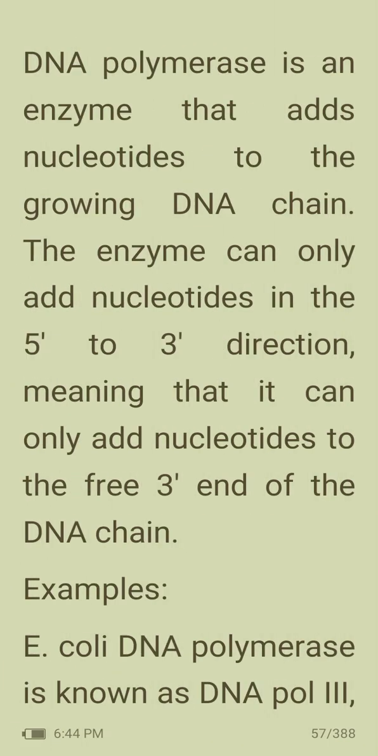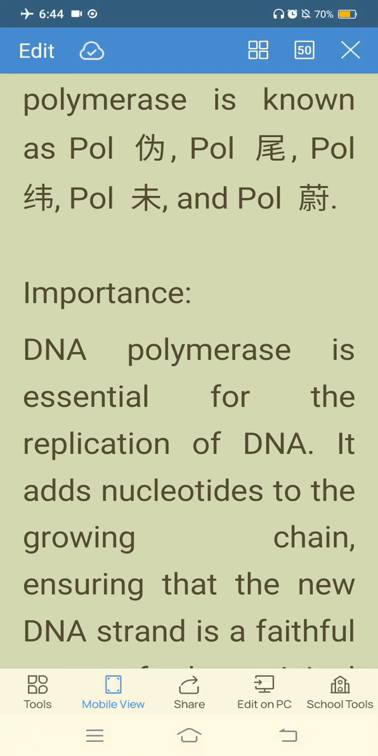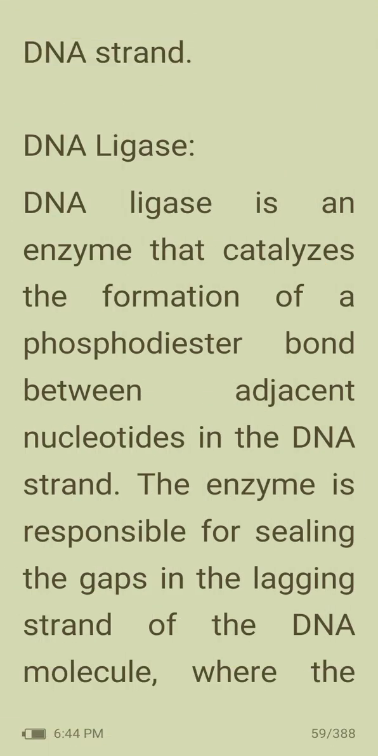Then DNA polymerase. DNA polymerase is an enzyme that adds nucleotides to the growing DNA chain. The enzyme can only add nucleotides in the 5' to 3' direction, meaning that it can only add nucleotides to the free 3' end of the DNA chain. For example, E. coli DNA polymerase is known as DNA pol III, while the human DNA polymerases are known as pol alpha, beta, and so on. DNA polymerase is essential for the replication of DNA. It adds nucleotides to the growing chain, ensuring that the new DNA strand is a faithful copy of the original DNA strand.